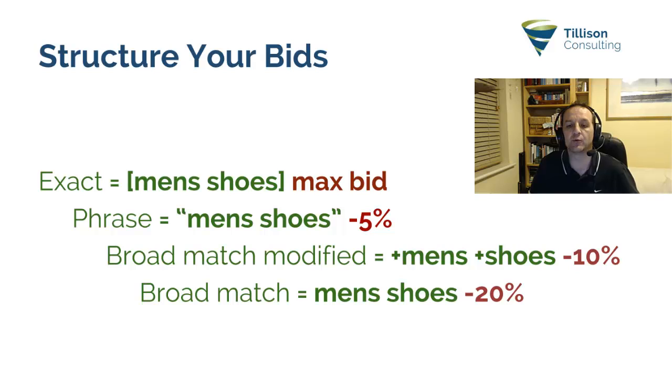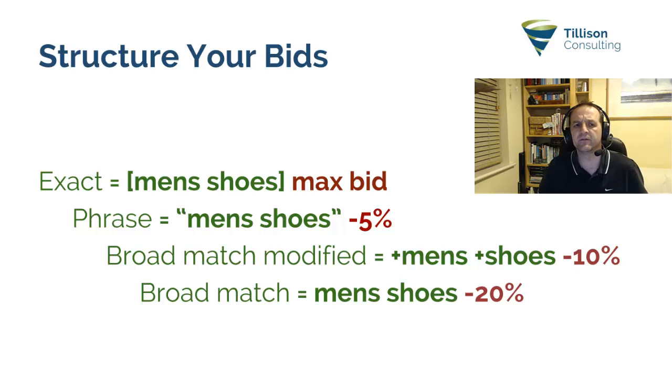The next one down is the broad modifier, the modified broad match keyword of plus men's plus shoes, and bid 10% less on that. Again, you really want traffic generally to match your phrase rather than your modified broad. And then the broad match at the bottom, effectively bid quite a lot less, and that can sweep up all of those real long tail searches which aren't picked up by either your modified broad matches, or your phrases, or the exact match. So that's a simple structure.